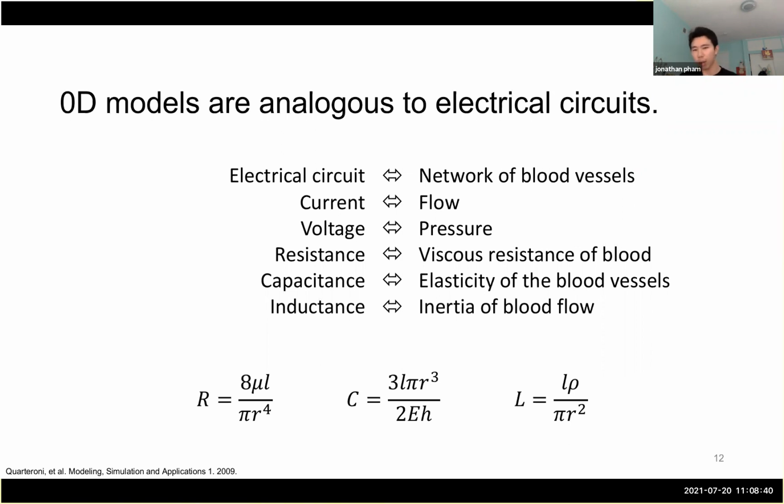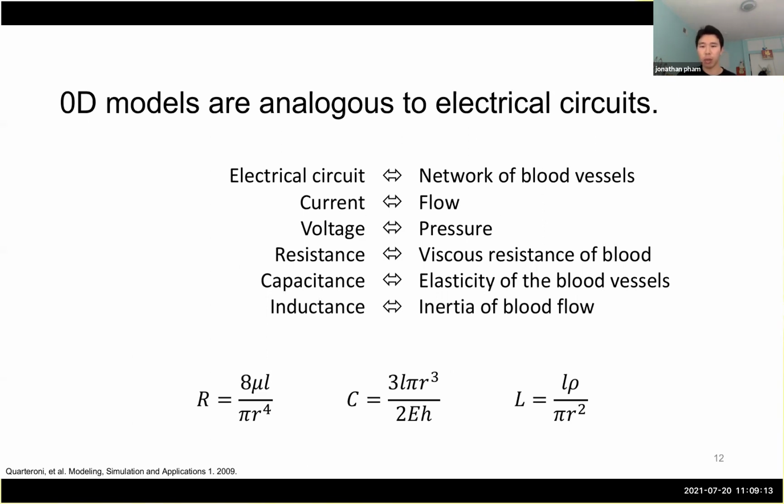And there are three primary building blocks for 0D models. Those are resistors, capacitors, and inductors. And so resistors capture the viscous effects of the blood flow, while capacitors capture the compliance and distensibility of the vessel wall, and inductors capture the inertia of the blood flow. And so different combinations of these building blocks, as well as other blocks like flow sources or pressure sources, can be combined to reflect the hemodynamics and physiology of different cardiovascular anatomies.